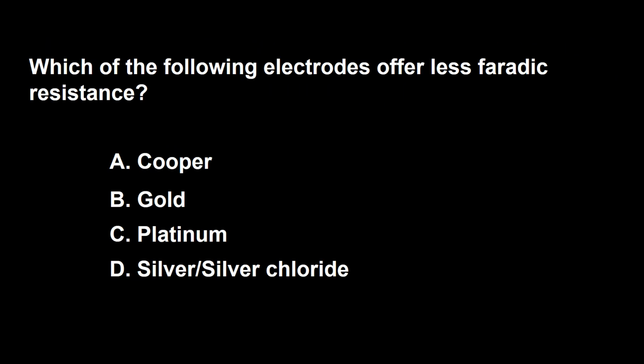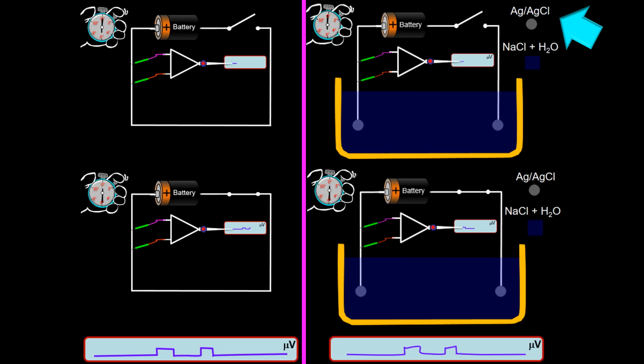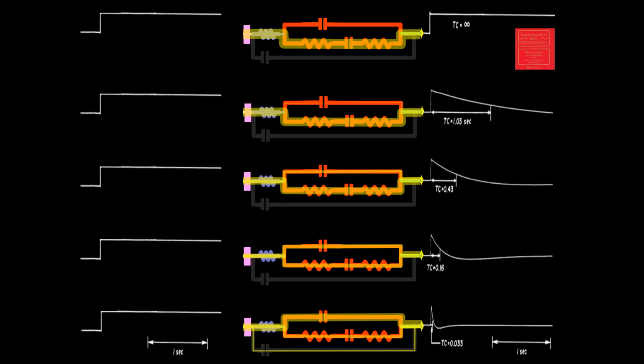The next question is, which of the following electrodes offer less Faradic resistance? A. Copper, B. Gold, C. Platinum, D. Silver chloride. I am sure that by now the answer is obvious to you. Silver chloride electrodes experimentally have proven to produce a tracing very similar to a pure electrical circuit. I will take a bit more of your time to elaborate on this answer.